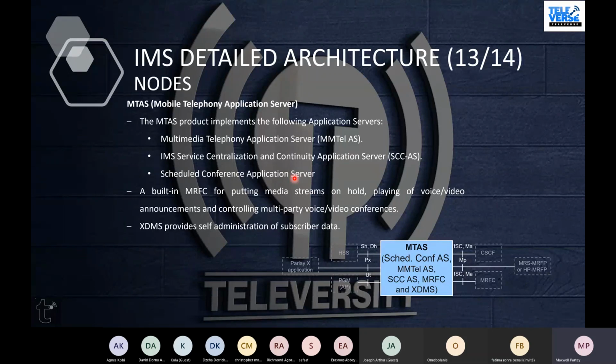Okay, so the MTAS is at the application level, which implements the different services that we want to be able to achieve in the IMS network. That is what makes the IMS network the IMS network, because it is what differentiates it from the IP network, which only acts as a transport layer, just sending packets in and out. But here, if you want to differentiate services, whereby you have different services in the same network and subscribers don't have to go out of the network, then you will need what we call the MTAS.